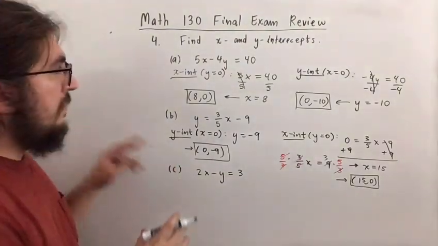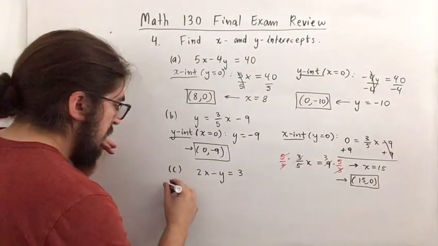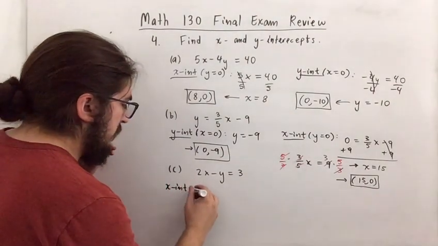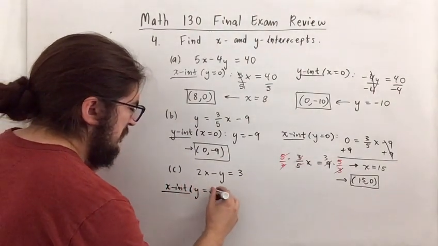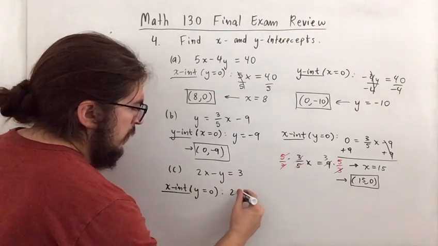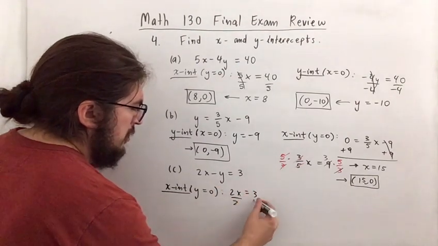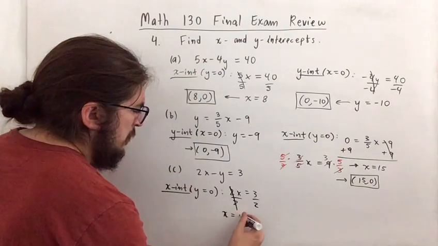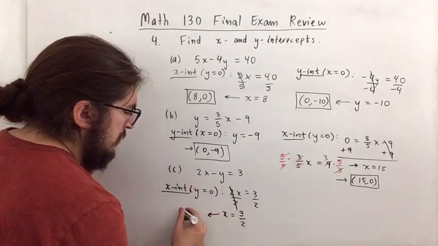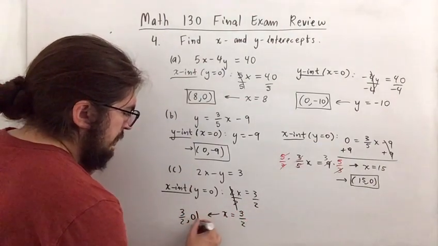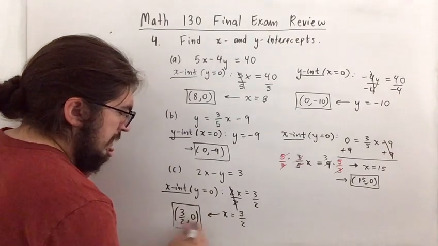Now here, this is very similar to A actually. So for the x-intercept, we'll have y equals 0. So we end up with 2x is equal to 3. Divide by 2. x is equal to 3 over 2. So the ordered pair solution here is (3/2, 0). Right? x is that, y is 0.